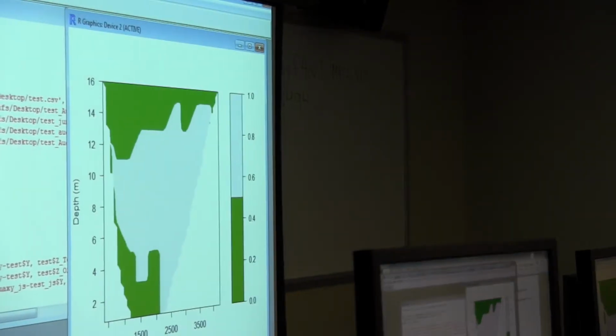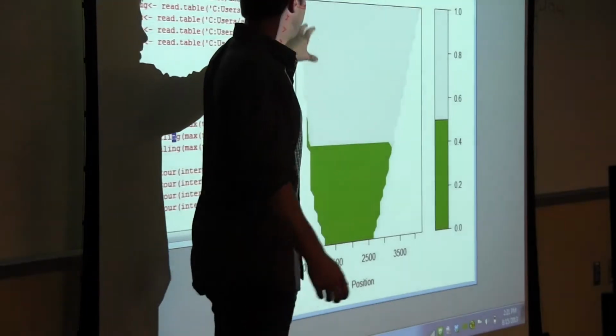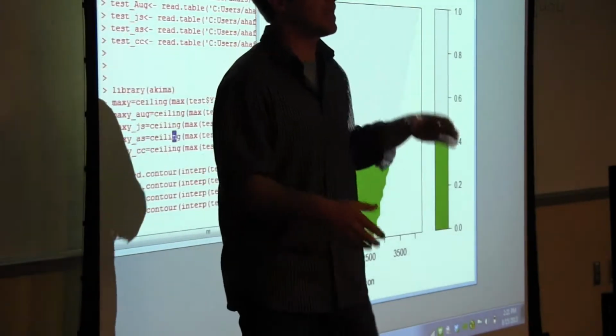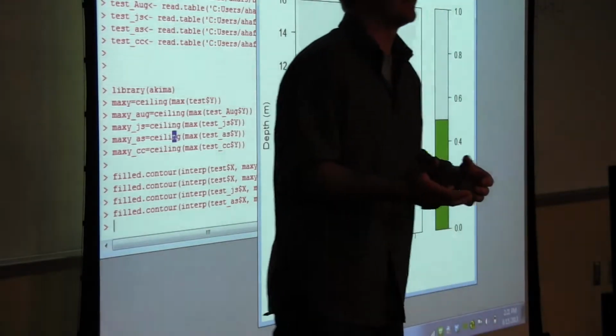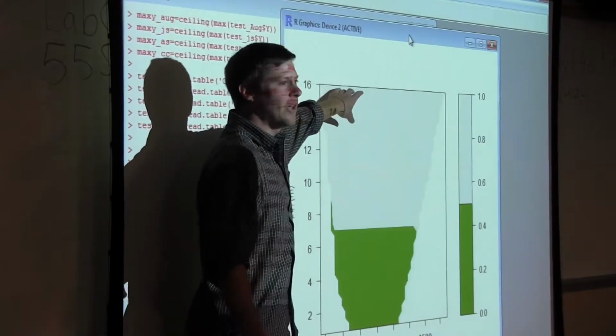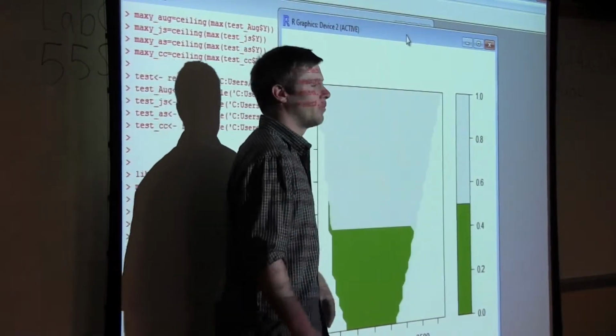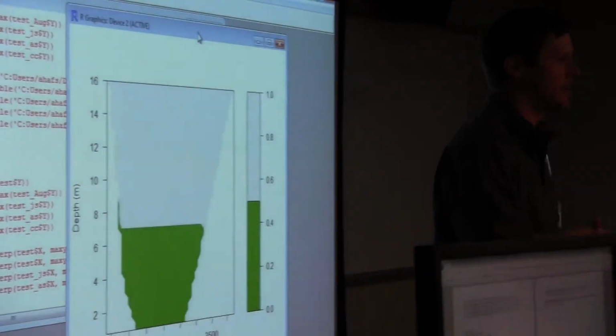Okay, so now let's do the same thing for August. Copy and paste it, and you should get a figure like this, and that shows what habitat is available to them in August. And interestingly, there's some really weird things that happen. The top is available to them in August. Now, we had such a strange summer that it was actually cooler in August than it was in July.